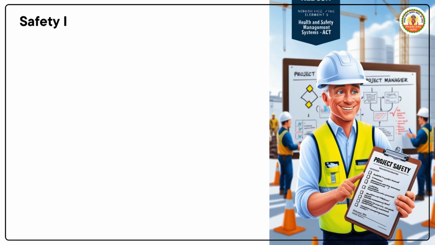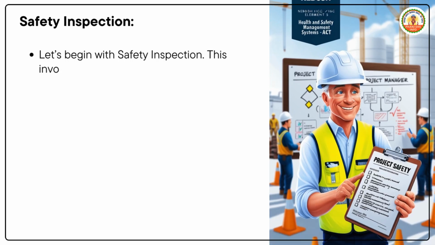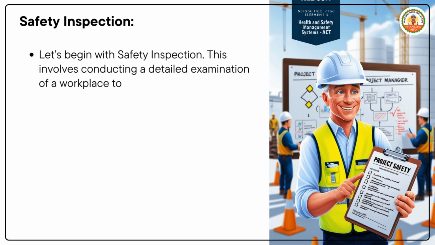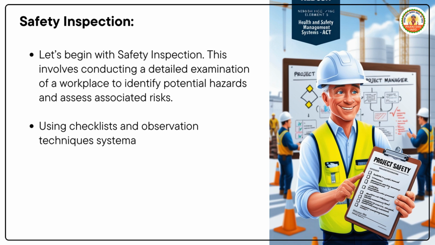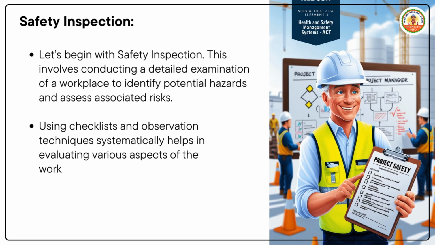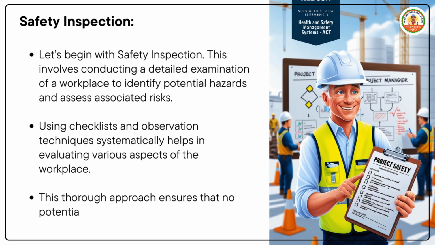Safety Inspection. Let's begin with safety inspection. This involves conducting a detailed examination of a workplace to identify potential hazards and assess associated risks. Using checklists and observation techniques systematically helps in evaluating various aspects of the workplace. This thorough approach ensures that no potential risks are overlooked during the inspection.